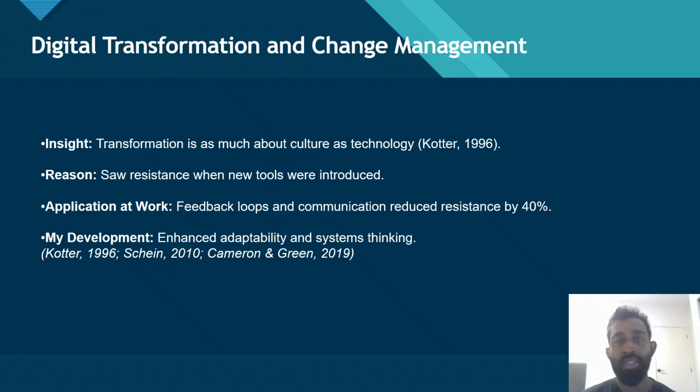The third topic is digital transformation and change management. MGT 501 taught me that successful change depends on cultural alignment and communication. Using Kotter's model, I applied structured feedback during software rollouts, which greatly reduced employee resistance. I have learned to approach change with empathy and strategic thinking.